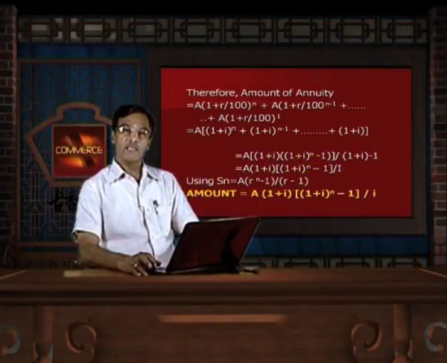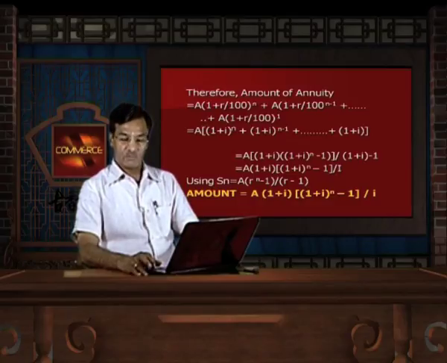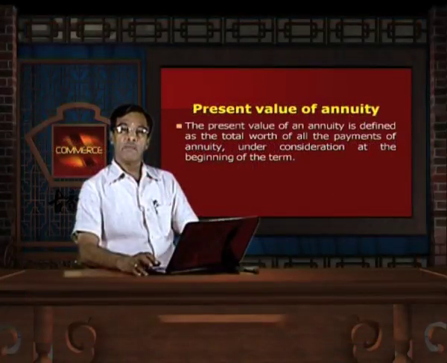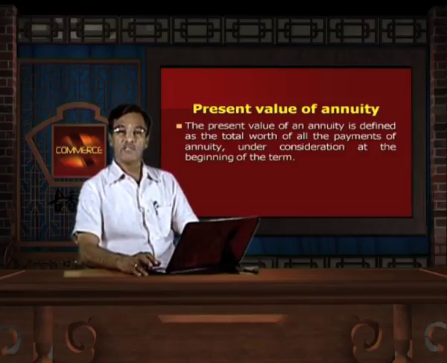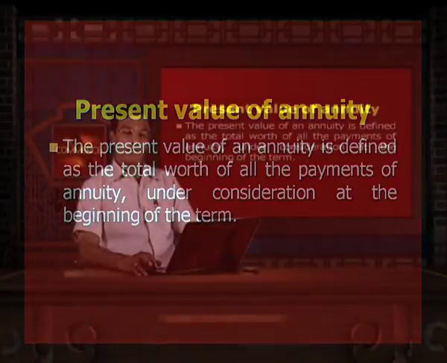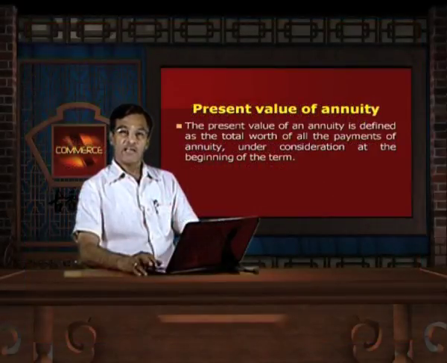Now, I will explain you the present value of annuity. The present value of an annuity is defined as the total worth of all the payments of annuity under consideration at the beginning of the term. If we calculate the total amount of the annuity at the start of the annuity, it is called present value of annuity. I will explain you the present value calculation of annuity in different cases.